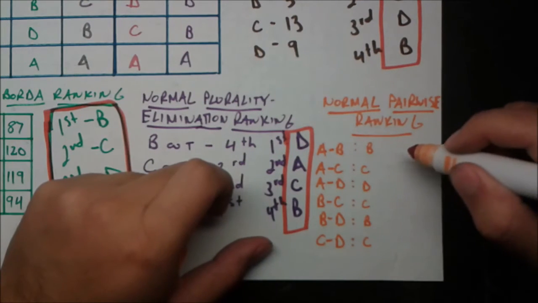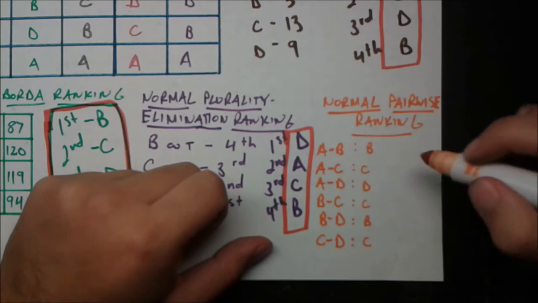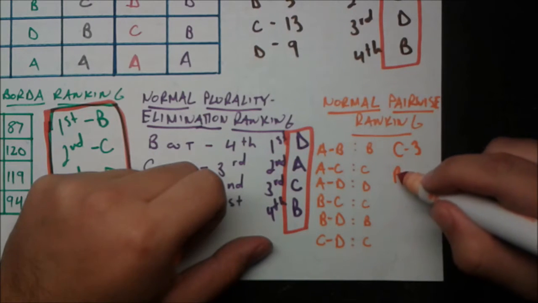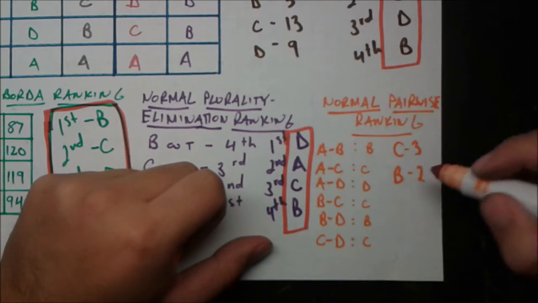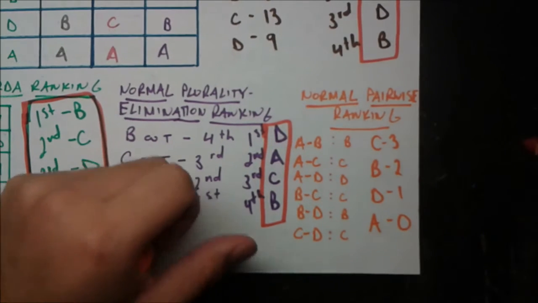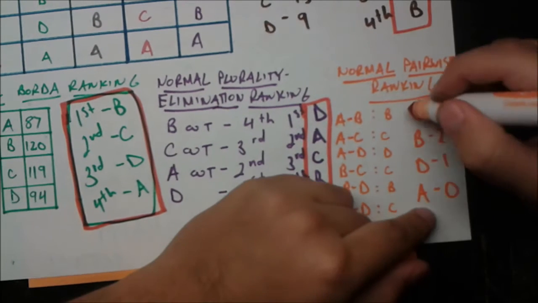So who has the most wins here? C has 1, 2, 3 wins. So that means C has 3 wins. Then how many does B have? B has 2 wins, this one and this one. How many wins does D have? D has 1. And A has how many wins? 0.